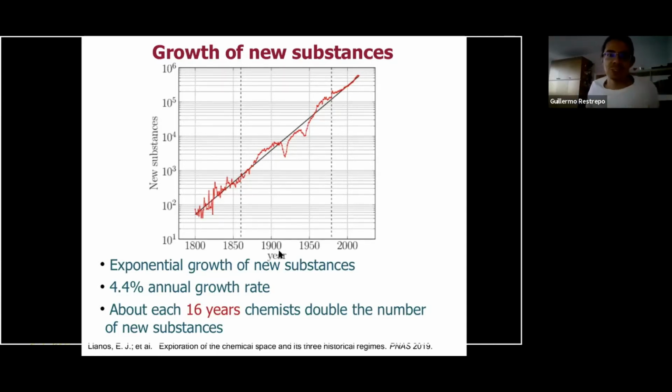And the question is: which are the driving forces leading to this growth, and is it possible to speed up this growth or not? For example, the chemical industry would be very interested in breaking this historical record and doing it more rapidly.